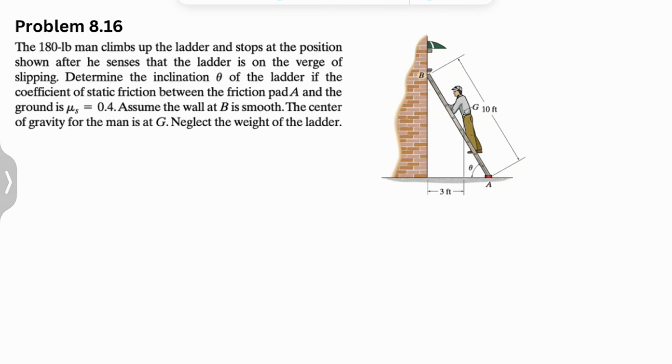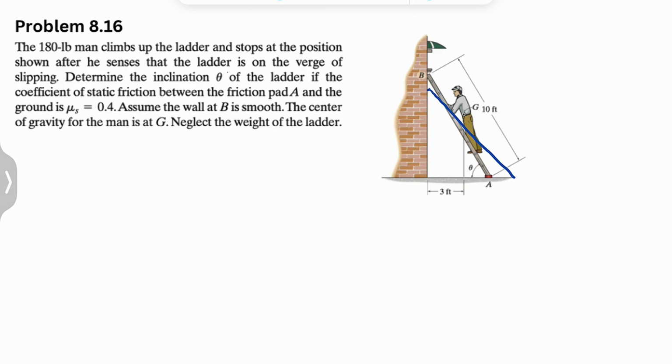Okay, so welcome back. We have another question from the friction chapter of Engineering Mechanics by Hibbeler, and we have this 180-pound man that climbs up the ladder and stops at the position that we can see in the figure right after he senses that the ladder is on the verge of slipping. So what's going to happen basically at point A, the ladder is going to get in this position. Obviously I'm exaggerating the position, but that's something that's happening.